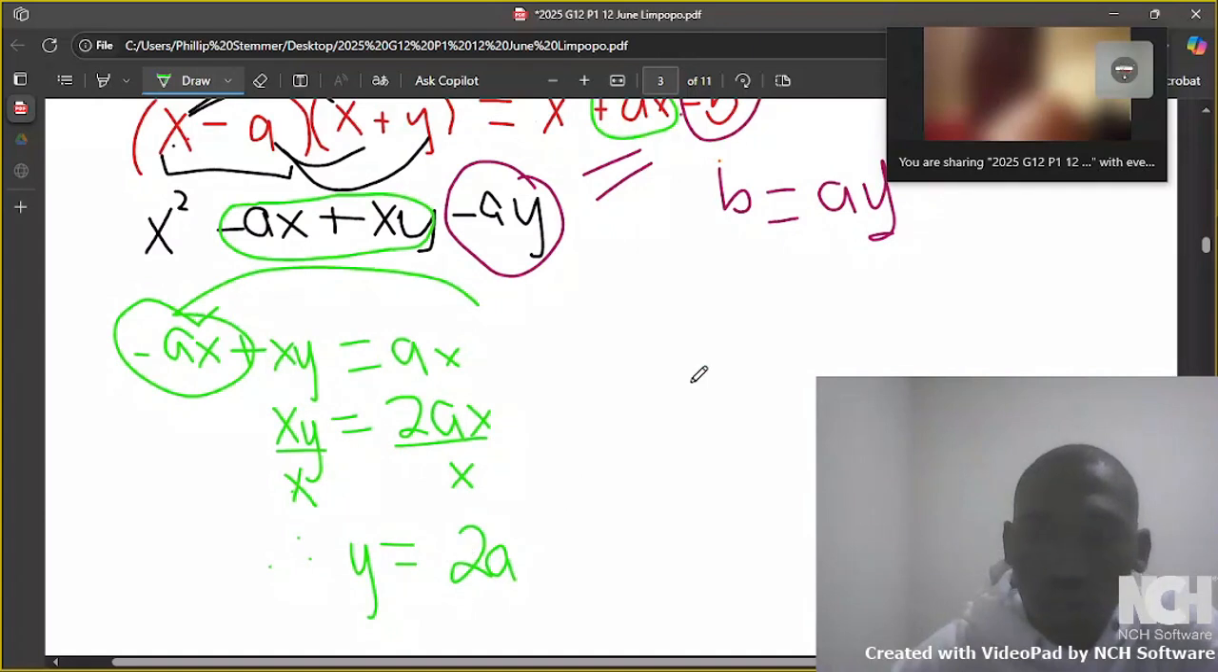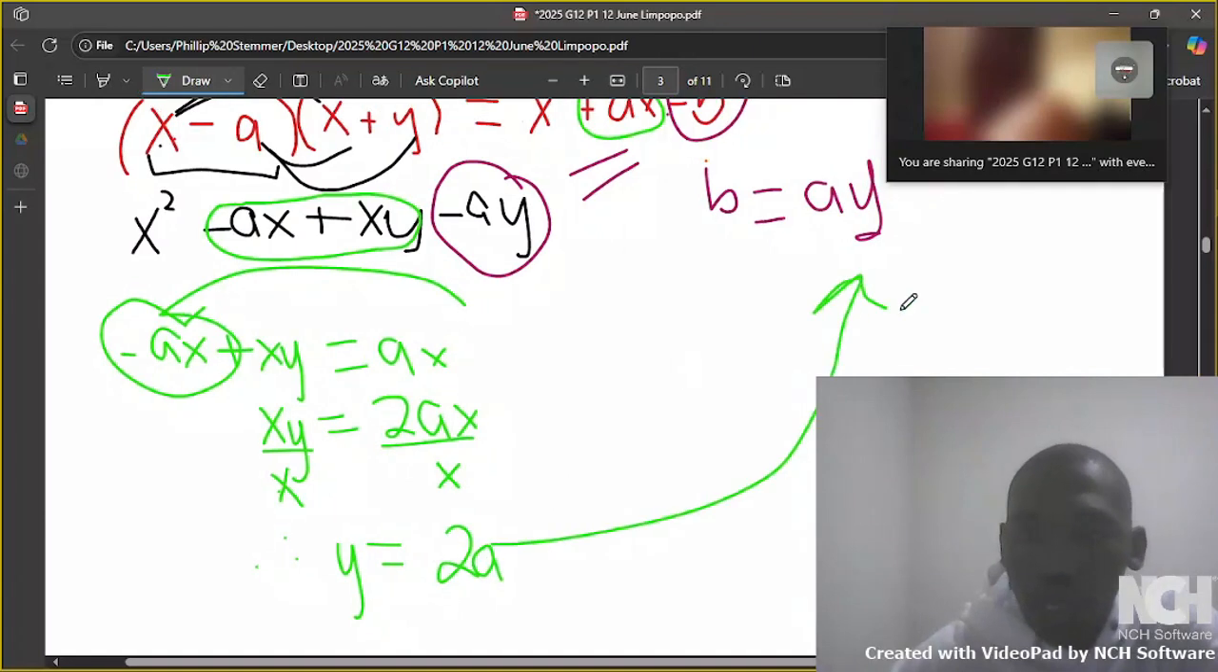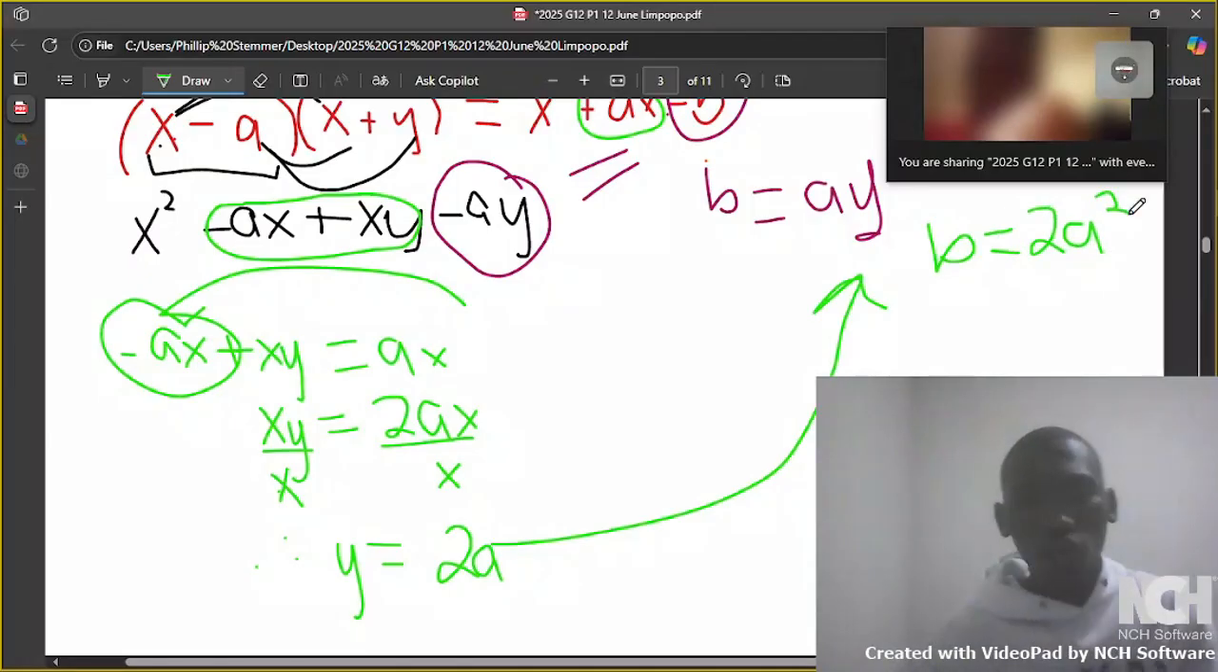So we can substitute our y. b is equal to 2a, I'm going over 2a squared. 2a squared. b is equal to 2a squared.